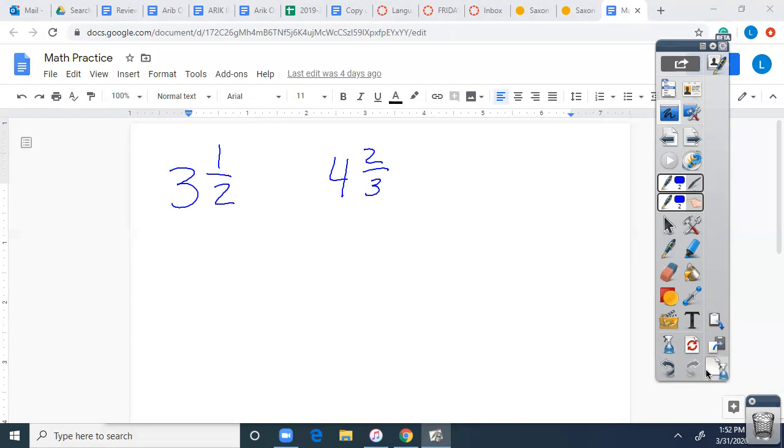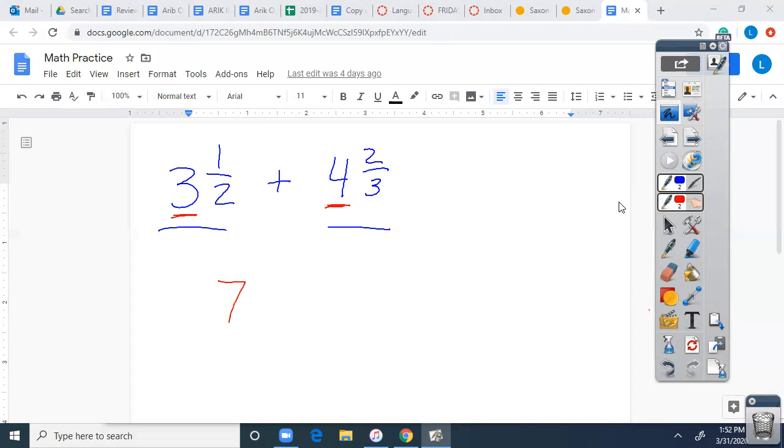So is this addition or subtraction? Well, if he walks this much in the morning and this much at night, and they want to know how much he walks all together or total, we are going to add those numbers together. Okay, so we'll do it in red. Remember, we do our whole numbers first. 3 plus 4 is 7.